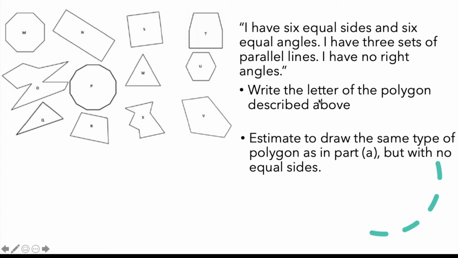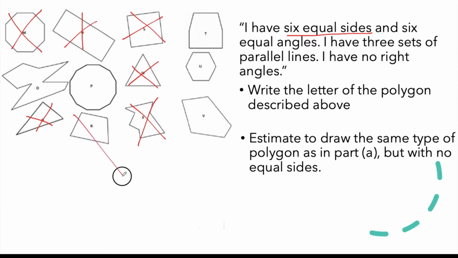Write the letter of the polygon described above. So we need to figure out which polygon they're talking about. Right off the bat, I know they're not talking about X or M because we just figured out those have 8 sides. I want something with 6 sides. So I also know N has 4, Q has 3, S has 4, W has 3. I knew that just by looking at those because I know what those shapes are. Oh, and R has 4.